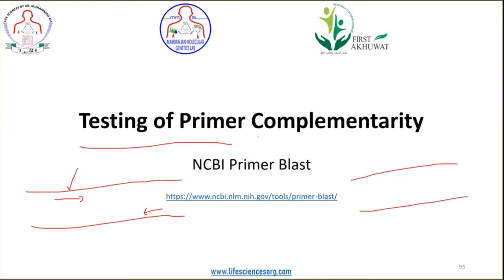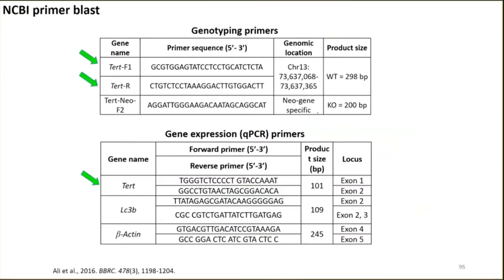First testing is for the complementarity, whether they are complementary to the site of our interest or not. We should test. So for this sake, for example, we took two primer pairs. These are the primers shown here. These are also published in my experimental manual. And these are the real sequences of primers that are utilized.